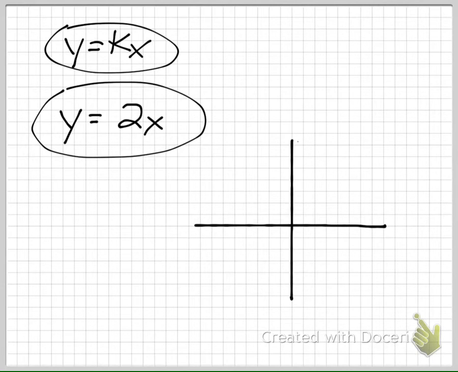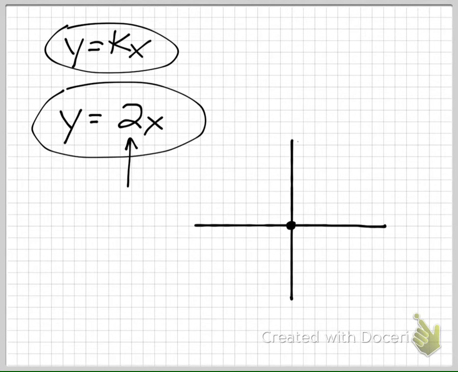Right there. What is 1 point that we know is on this thing? 0, 0. We know that. How do we know that? Because it's a constant of variation. Y equals kx. When you see y equals kx, you know one of the points is 0, 0. So we know that this is one of them.